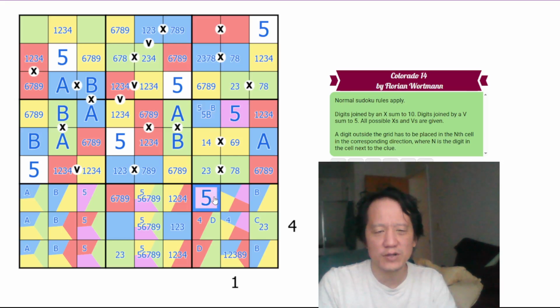This is not pink. So this is not 7, 8. This is 2, 3. Sorry, this is 7, 8 here, which makes this 2 and 3. Therefore, this is the high blue here with the high yellow. So this is 6, 7, 8, 9 here.